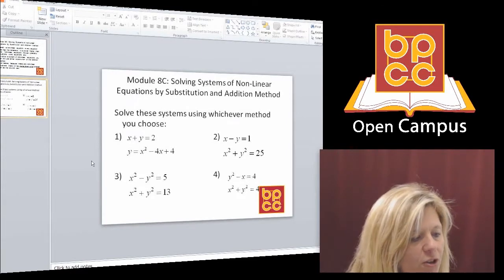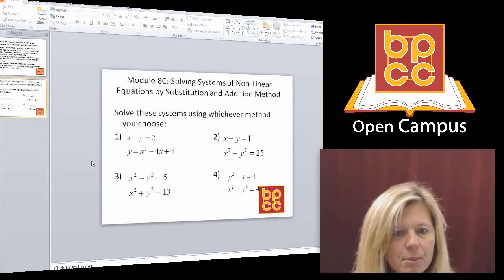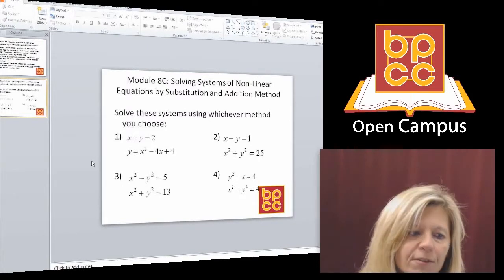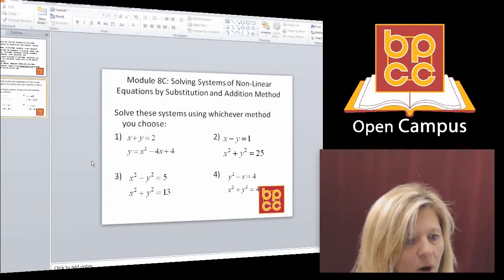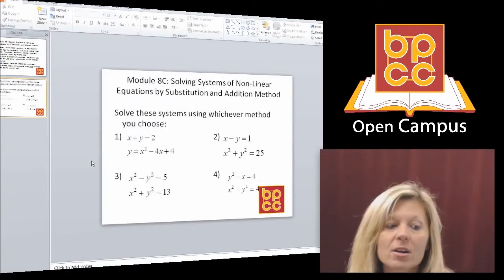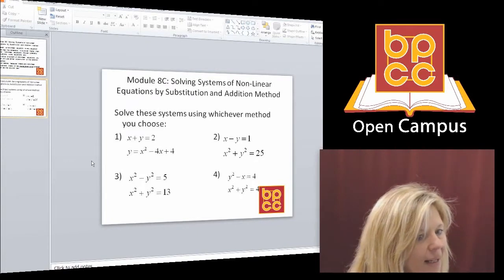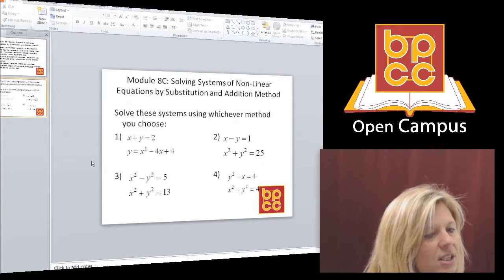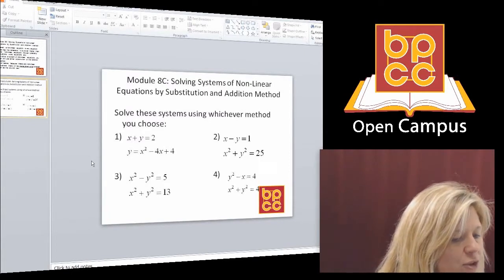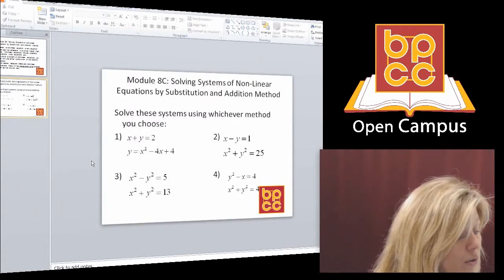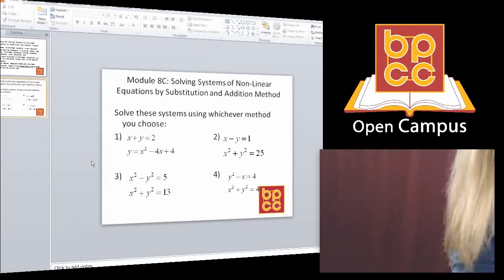So if you look at our first system, x plus y equals 2, and y equals x squared minus 4x plus 4, you'll notice the first equation's linear, x and y to the first power. But our second equation has an x squared, which means it's quadratic. And that means you're guaranteed to have more than one solution. So let's go up to the board and do our work.